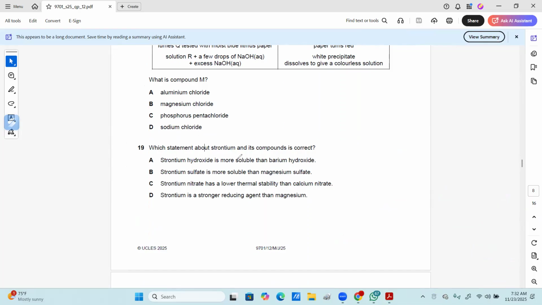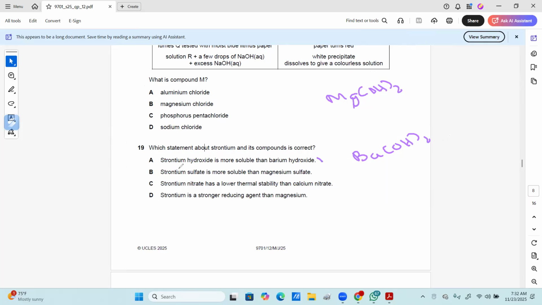So strontium hydroxide is more soluble than barium hydroxide. So when you talk about group 2 hydroxide, magnesium hydroxide is a white precipitate, but barium hydroxide is a colorless solution. That means the solubility increases when you go down the group.